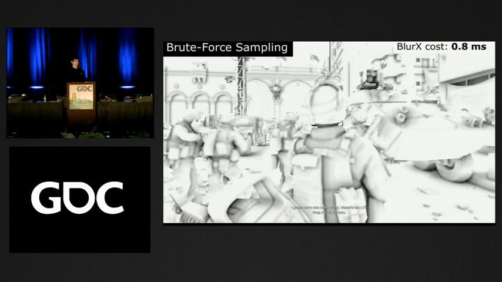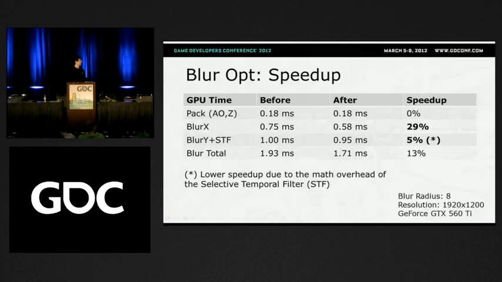So here's how the brute force blur looks. Here the horizontal pass takes 0.8 milliseconds. And here's how the adaptive sampling looks. You probably cannot see the difference, but there is a tiny bit of difference. That gave us a 29% speed up on the horizontal pass, but only a 5% speed up on the vertical pass because we were doing the selective temporal filter there, so there was a lot more math. It was a lot more math limited.